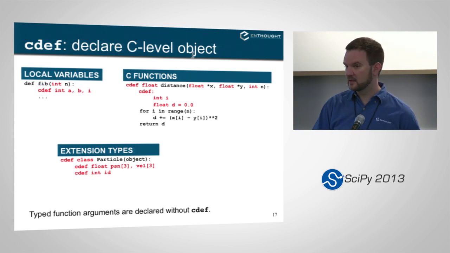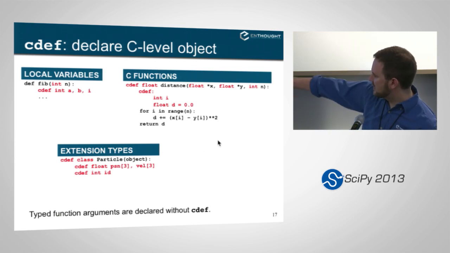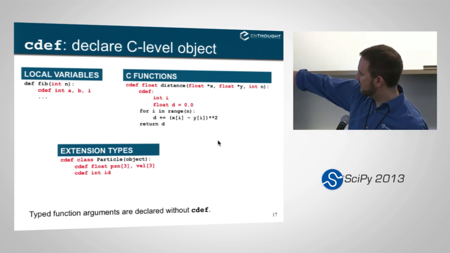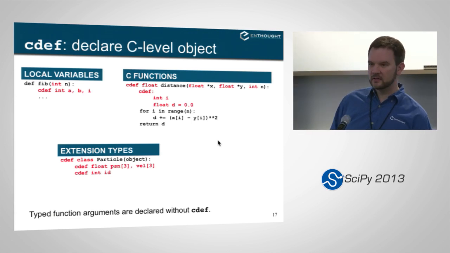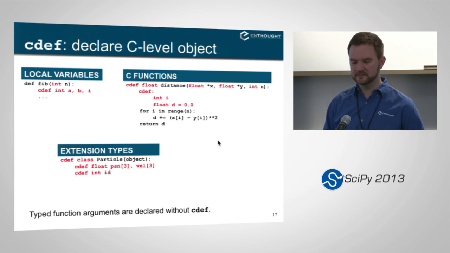Question? So if the cdef float distance is not reachable within Python, it's just a helper function for my Cython code? Correct. We'll see in a little bit a way around that, using another keyword. We just want to get through cdef here first. So the function arguments are a float pointer and an integer. Those are also C declarations. You don't stick cdef in front of those, though. It's the one place you don't use cdef for declaring a C-level thing.